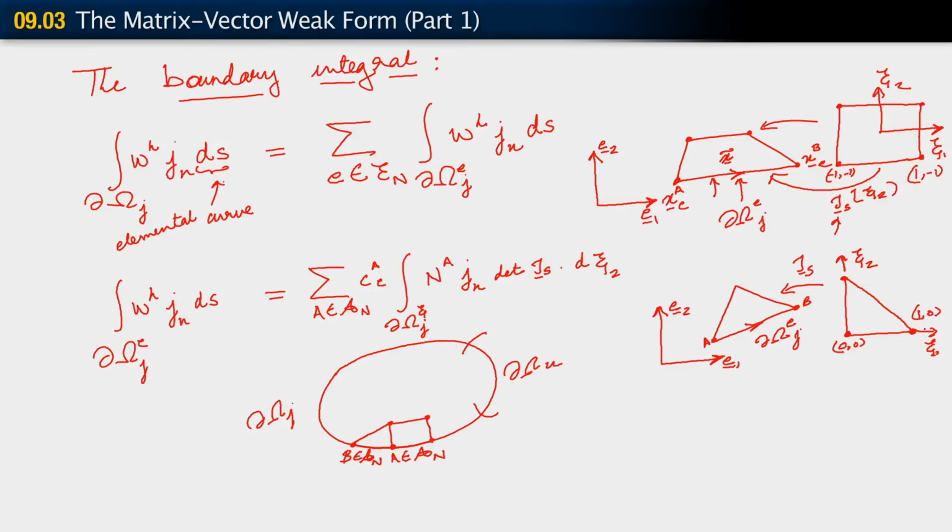Okay? I just realized that for the way I've drawn things, this elemental curve length is dxc1, not dxc2. All right. So this is what we would have to construct. In either case, we would note that the determinant of Js is simply the derivative of x tilde with respect to C1.